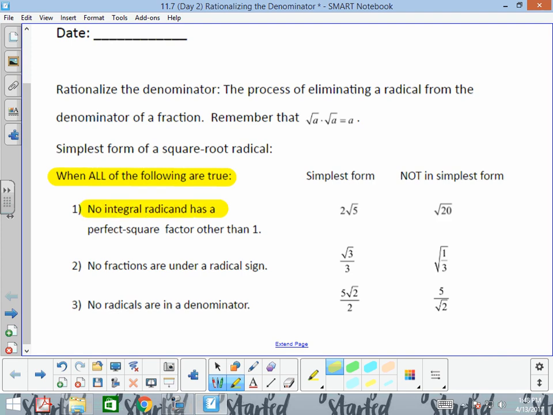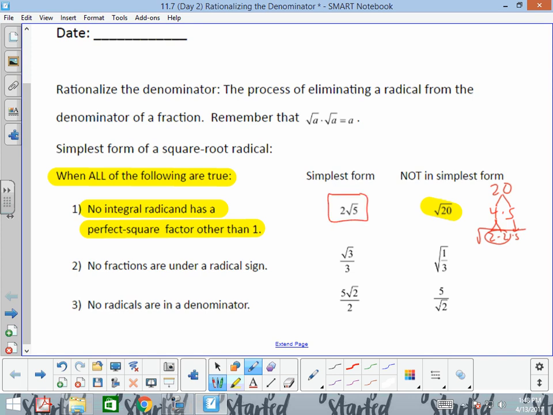If there's no integral radicand and it has a perfect square other than 1. So for example, square root of 20 is not in simplest form because you can actually do a factor tree on it, and 2 will have a twin, so that means that 2 will come out and 5 will stay in. So square root of 20 is not in simplest form.